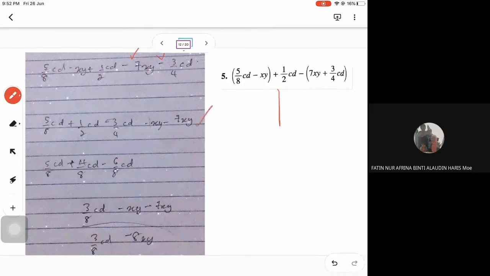And then 5 over 8 CD plus 4 CD minus 8 CD. The final answer will be 3 over 8 CD minus XY. Okay, so this is the final answer. Okay, correct. Okay, good. Very good. Okay, next one.